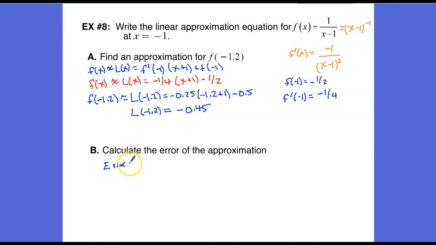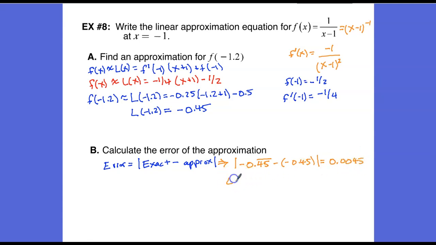In part B, they want us to calculate the error of the approximation. So remember that the error is equal to the absolute value of the exact value minus the approximate value. So this would be negative 0.454545, and so on and so forth, minus negative 0.45, which is equal to 0.0045.